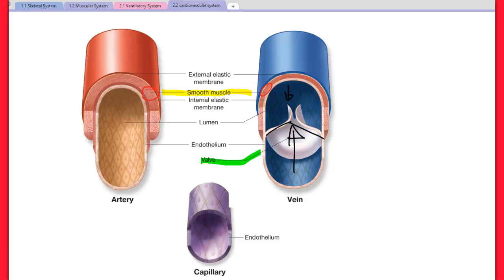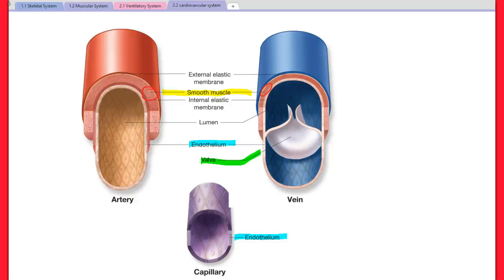So the two main differences are that veins have valves and that the muscular wall of the vein is much thinner than the artery. Now when we look at the capillary, we can see that we have our layer of endothelium, which both the artery and veins do as well. However, there is nothing else to them. So they are very, very thin. They are porous, allowing diffusion to occur.